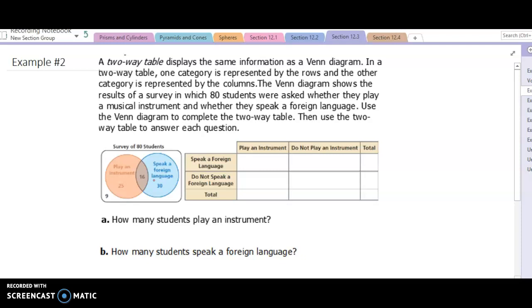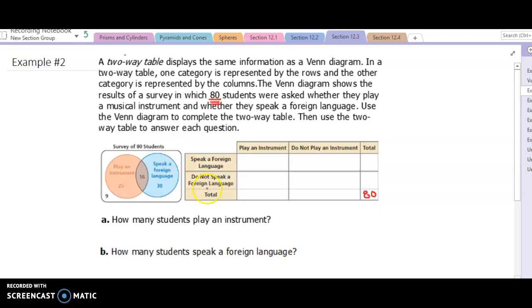The Venn diagram shows the results of the survey in which 80 students were asked. Okay, that tells me we have a total of 80 students. I'm going to go ahead and put that right there. They were asked whether they play a musical instrument and whether they speak a foreign language. Use the Venn diagram to complete the two-way table, then use the two-way table to answer each question.